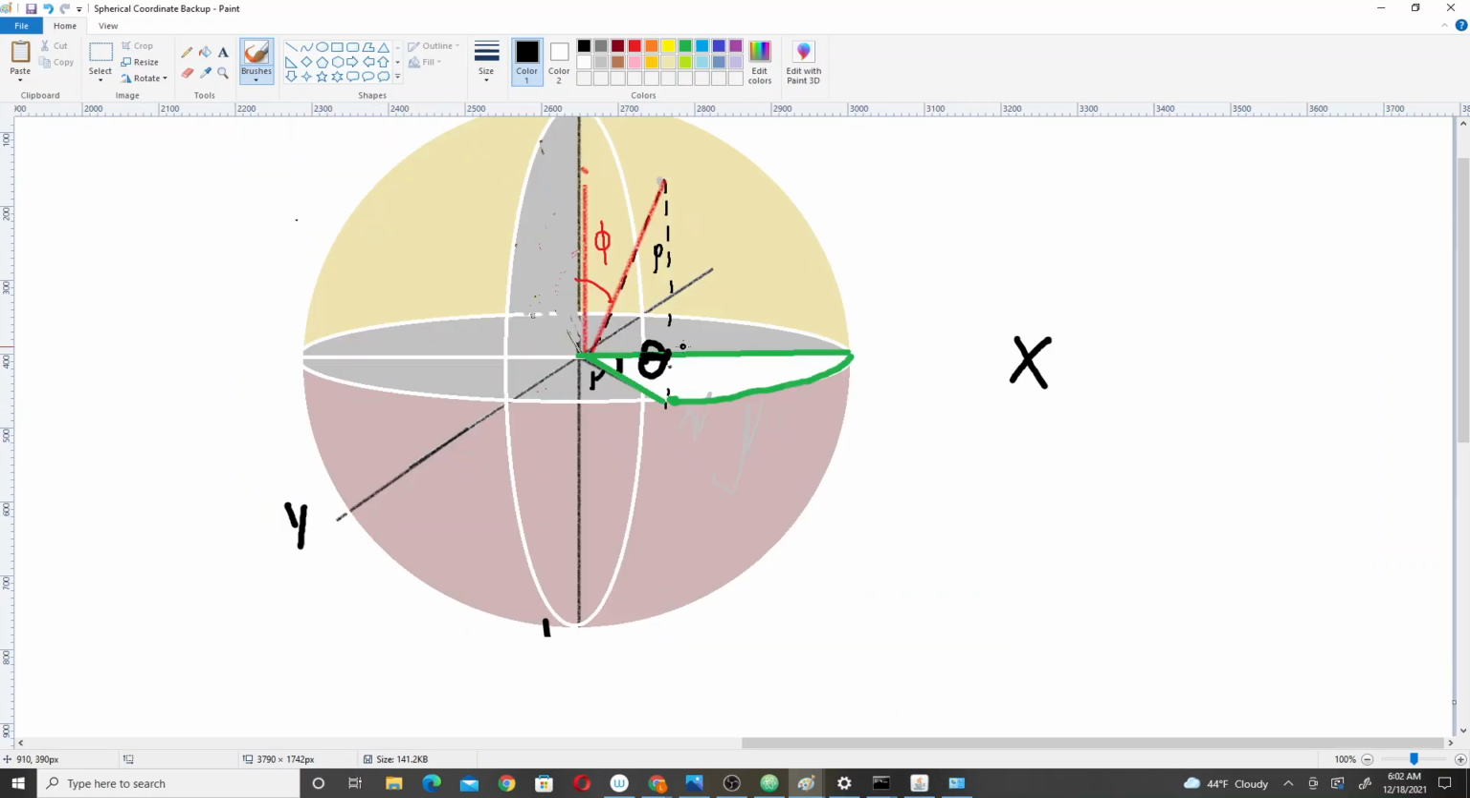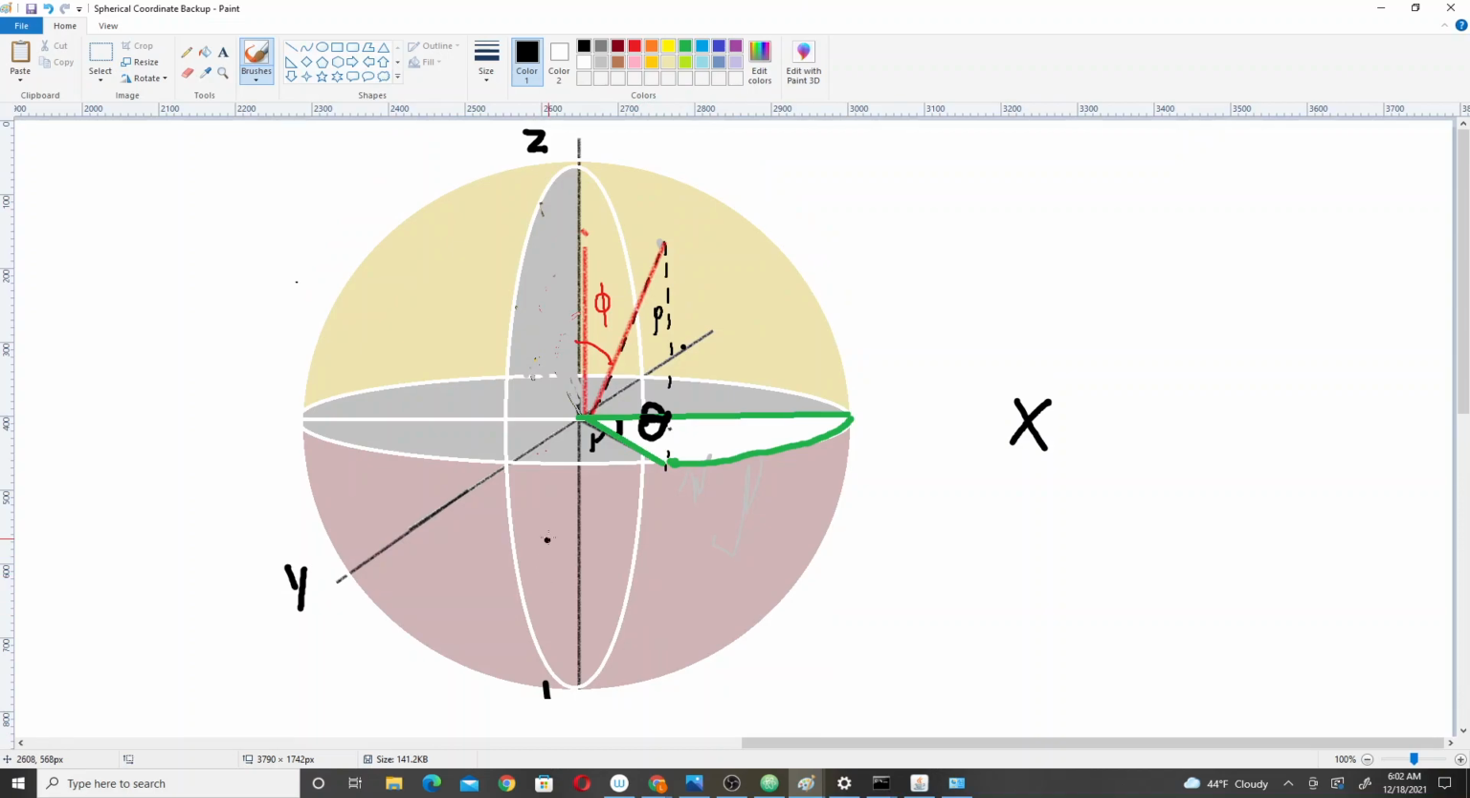You can see that better if you look at my diagram right here. You have the xy plane, that's where theta is. You have yz, that's where phi is. And then r is on the xy axis and rho is on the yz axis. So the problem is finding the volume of a sphere where the radius is equal to 3.